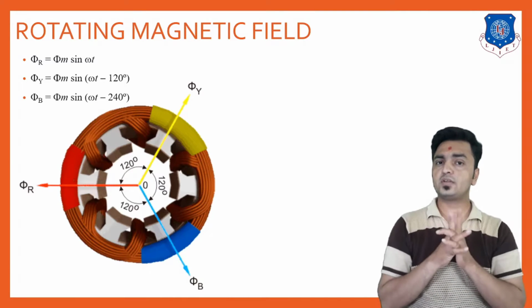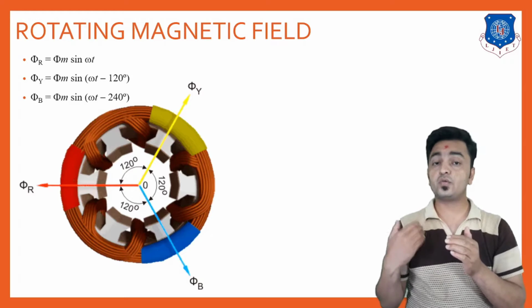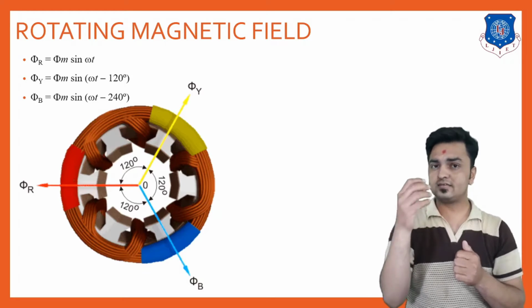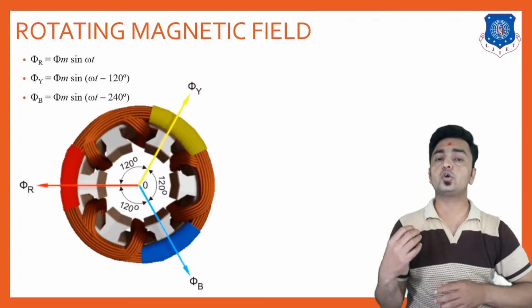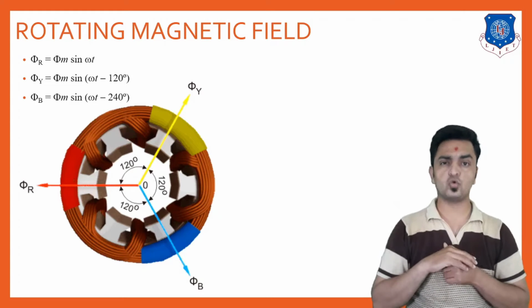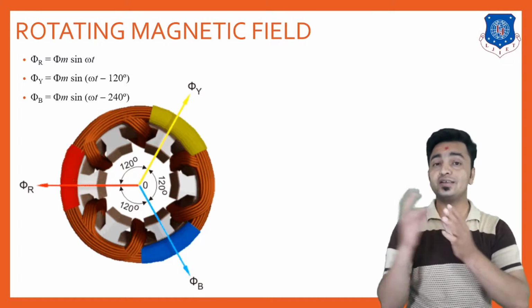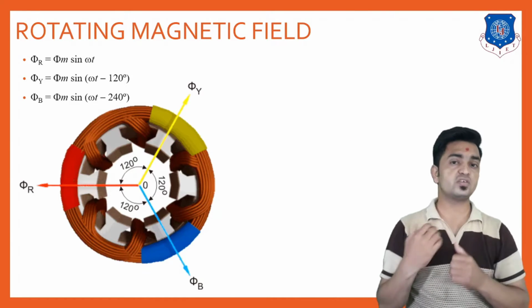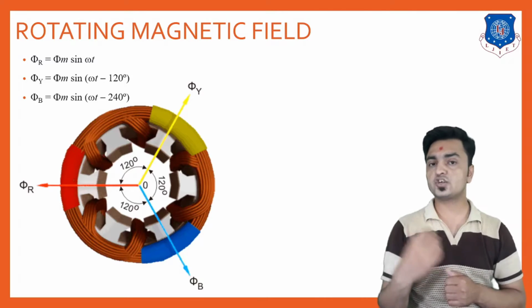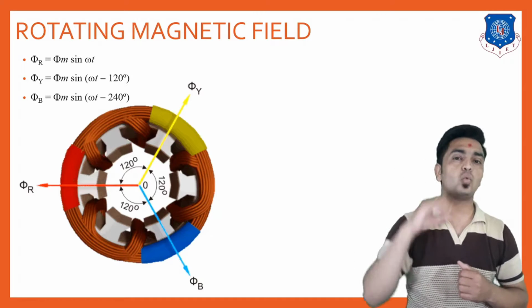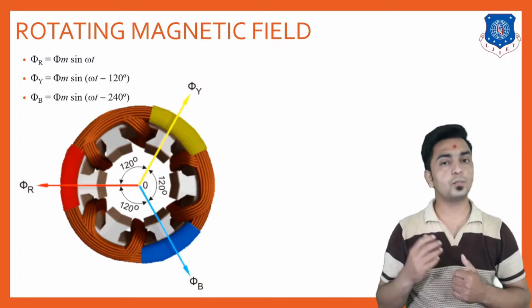But before we discuss how the three-phase induction motor works, let's discuss what happens when we provide supply to the stator of the three-phase induction motor. As this is a three-phase induction motor, we are going to provide a three-phase supply to the stator. And as this is a three-phase motor, there will be three windings on the stator of this motor.